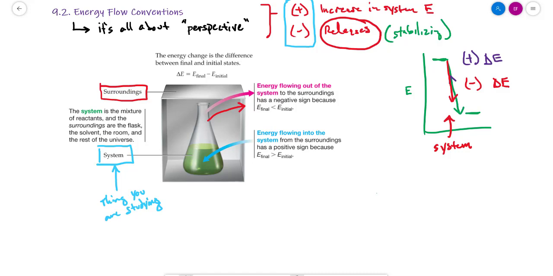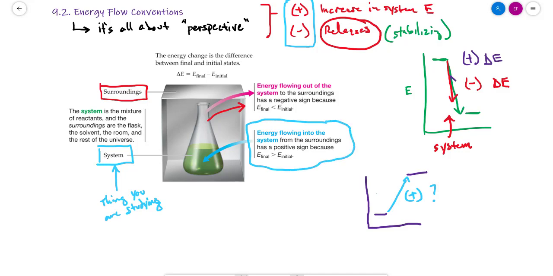The opposite is true from the perspective of the system. If we have a positive change in delta E, so that's starting at some initial energy and ending at a final energy, which means we're having to put energy into the system. Where does that energy have to come from? Well, it has to come from the surroundings, which is what's happening here. We've got to steal energy from the surroundings and absorb that into the system to get it to move from its initial state up to a higher energy state. So we're always thinking about energy transfer from the perspective of the system and its relationship to the surroundings.